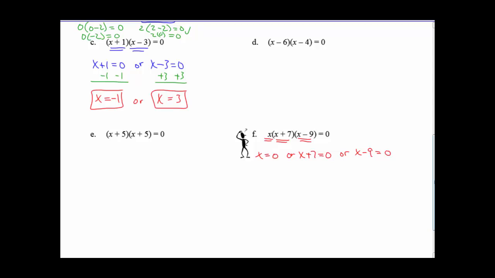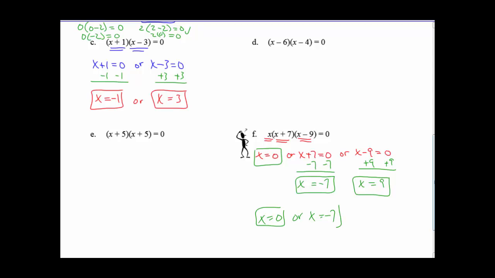Now let's solve. The first one's already solved for, so we know one of our answers is 0. If we subtract the 7 over, we get x equals negative 7. If we add the 9 over, we get x equals 9. So there are our 3 solutions: 0, negative 7, or 9.